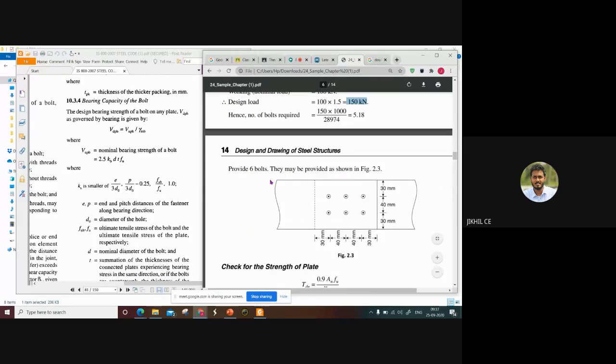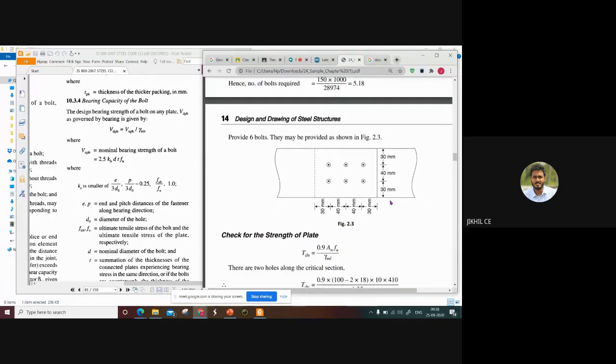And this is how the connection diagram looks. So plate 1, plate 2, the end or edge distance is 30 mm from any edge to the center of the bolt. Similarly here, and the distance between two bolts is 40 mm. This is also end distance, this is end distance, and this is the edge distance, which is 40. So this completes the total connection design for a lap joint.